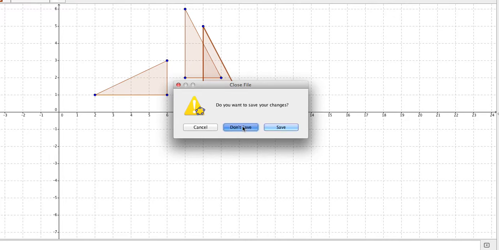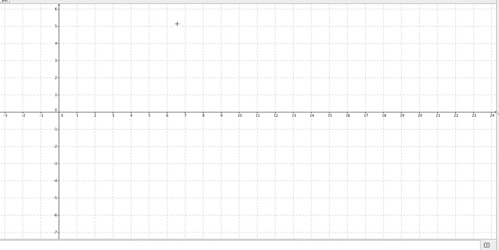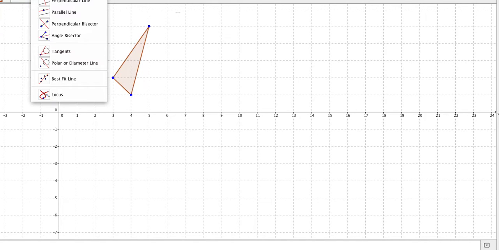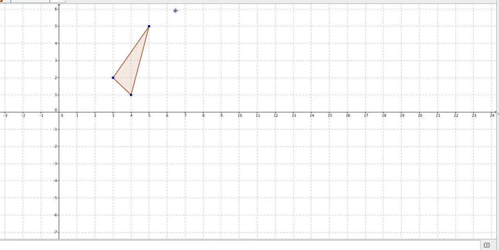And let's not save this. So when you want to find the reflection, let's go back to a triangle. Okay, and let's create this triangle right here. Let's make a funky little triangle. Let's reflect this triangle over this line. Okay. Oops. Not do that right. Let me redo that again.